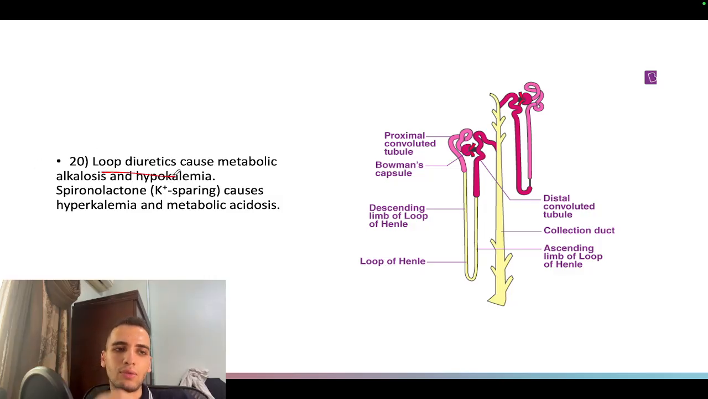Loop diuretics will cause metabolic alkalosis and hypokalemia. On the other hand, spironolactone will cause metabolic acidosis and hyperkalemia. Not only spironolactone, but really any drugs that can work on the renin-angiotensin system.